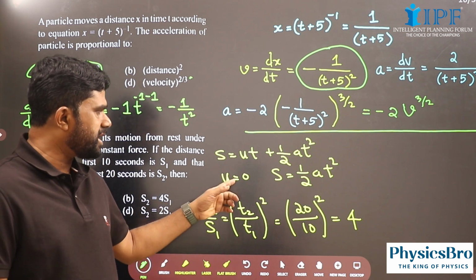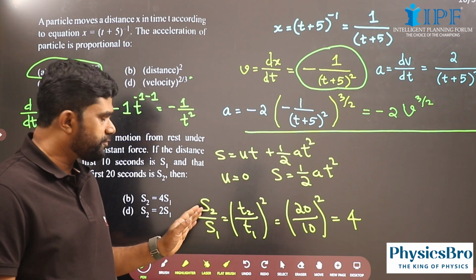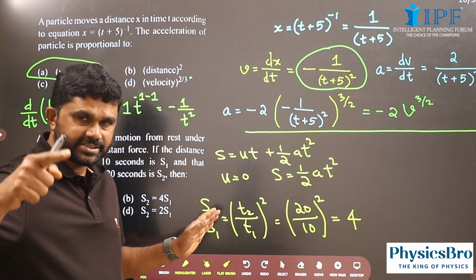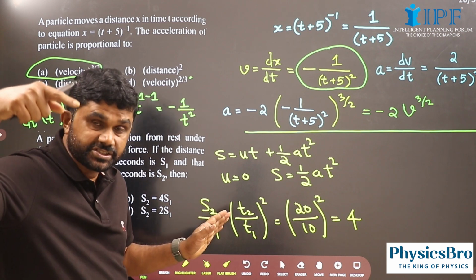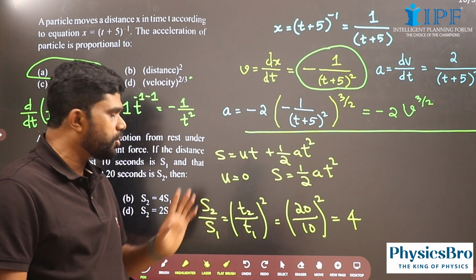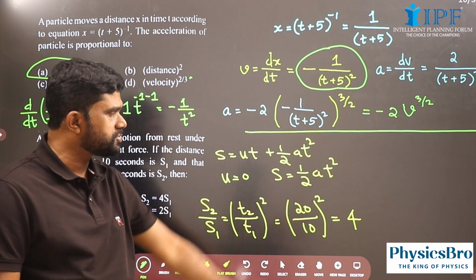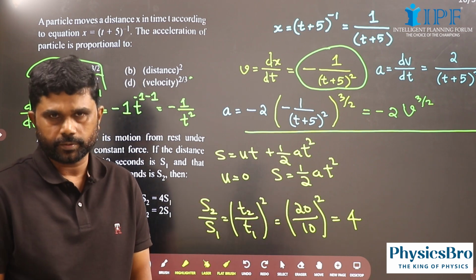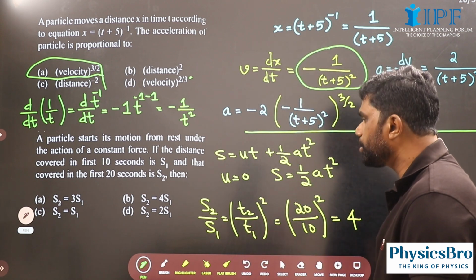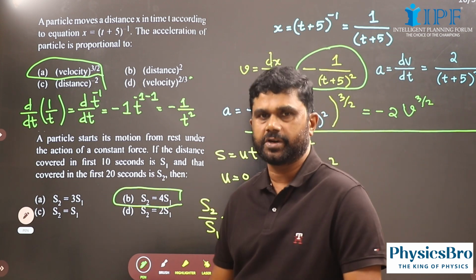When a body starts from rest, s equal to half at square. So s1 is the distance covered in the first 10 seconds, and s2 is the distance covered in the first 20 seconds. So s2 by s1 will be t2 by t1 whole square, as s is proportional to t square. So 20 by 10 whole square is 4. Or let us say s2 equals 4s1.